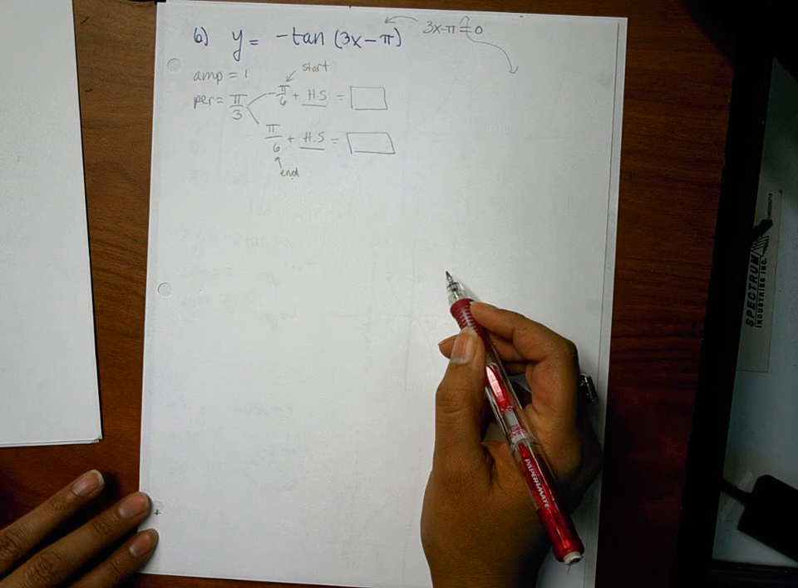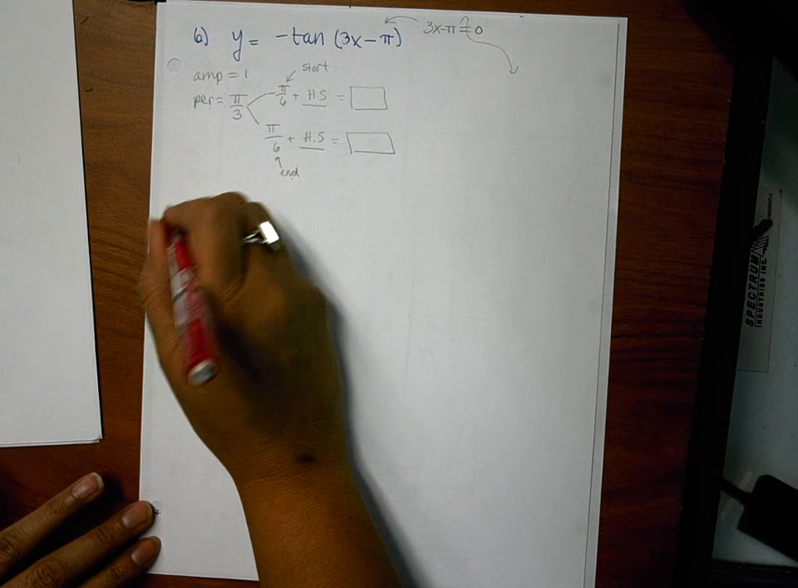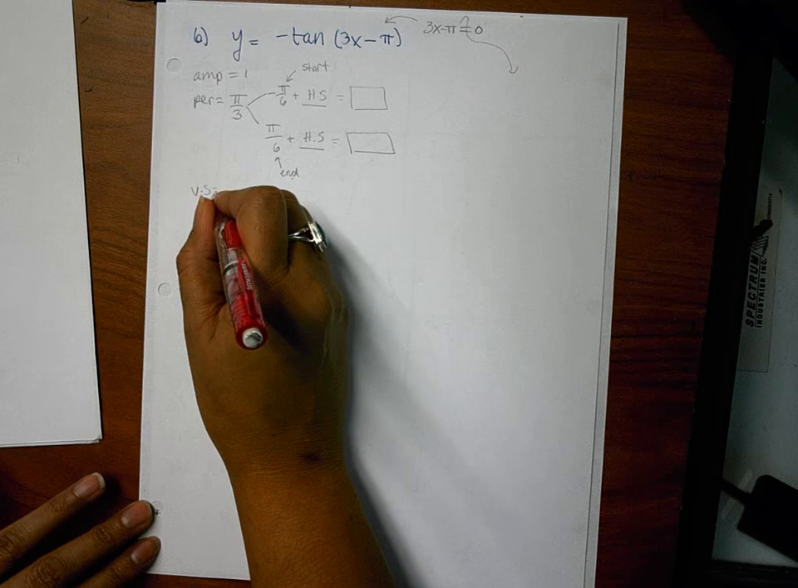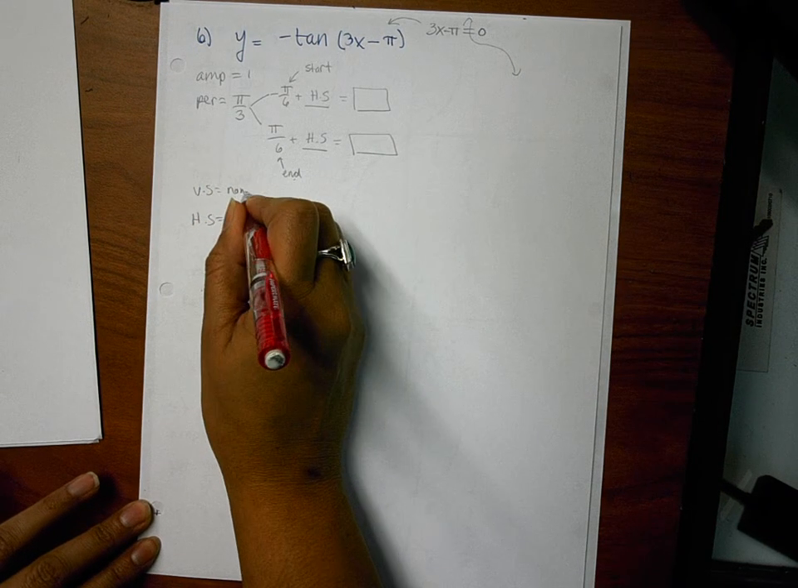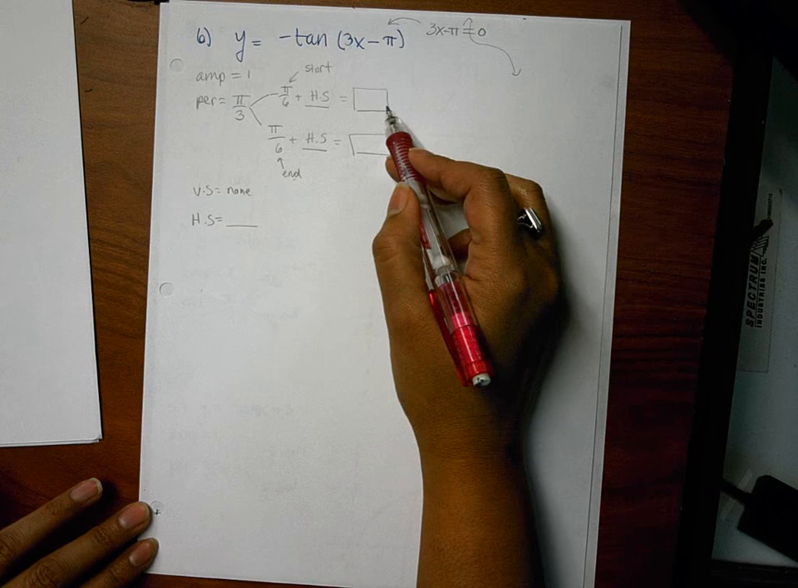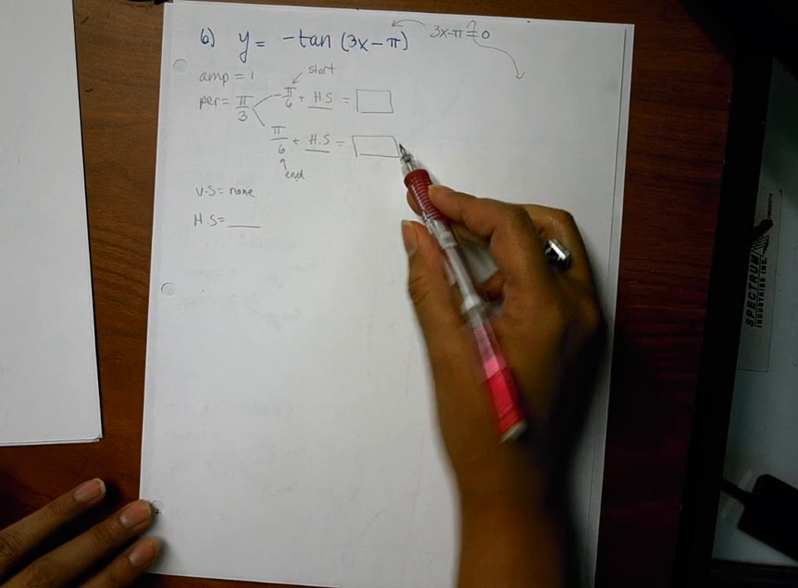And then go ahead and try to graph it. And there is no vertical shift, so you don't have to worry about that piece. Find your horizontal shift and add it, start, end, and do your best to graph.